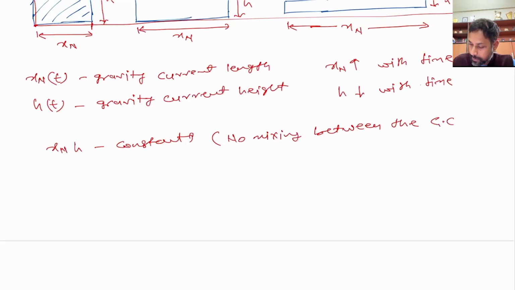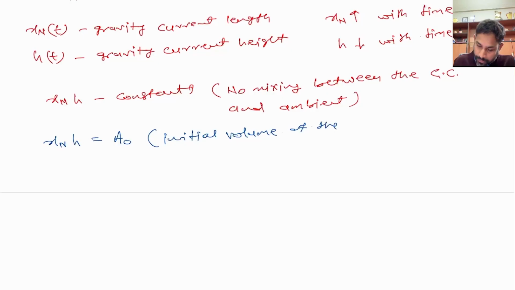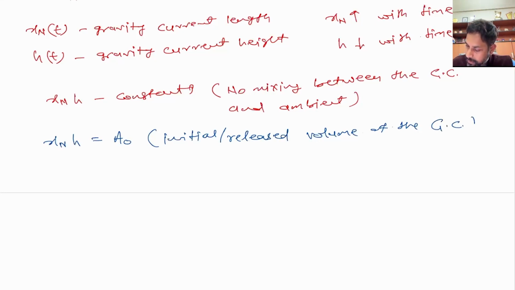Between the gravity current and ambient. Okay, and now because xn times h is constant, we can define that as the initial volume. Xn times h is equal to a naught, that is the initial, or we can call it the initial or released volume of the gravity current. This volume of the gravity current.